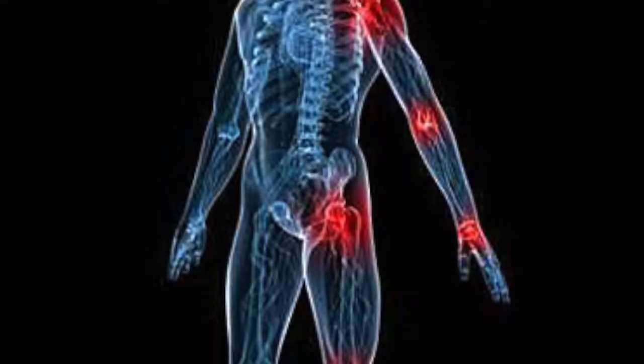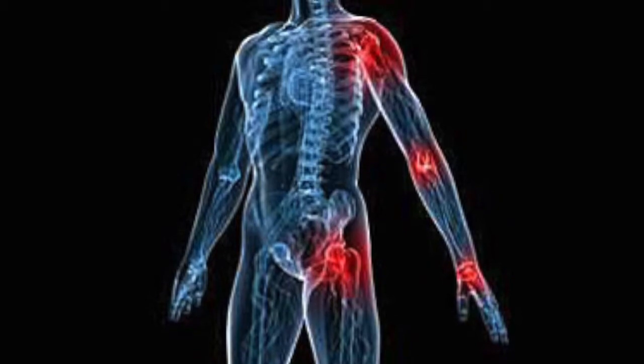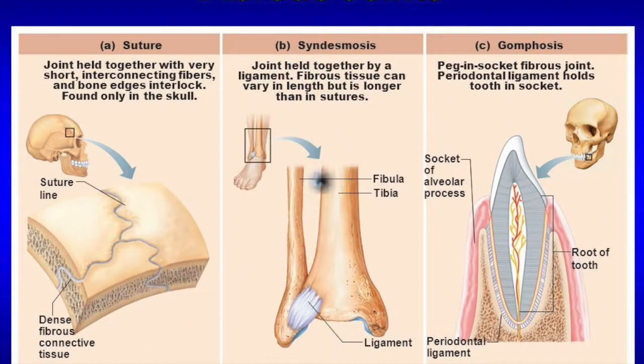Joints can be classified as fibrous, cartilaginous, or synovial based on their structure and ability to move. Fibrous joints. The fibrous joints are immovable joints that are held together by fibrous tissue, such as the sutures between the cranial bones found in the skull.